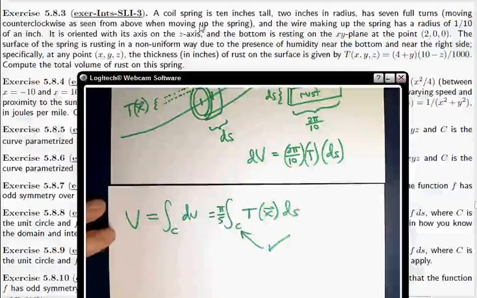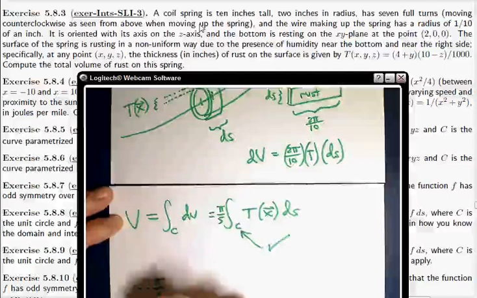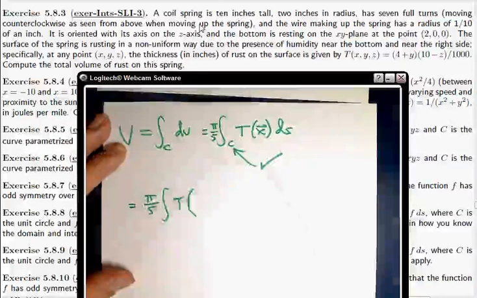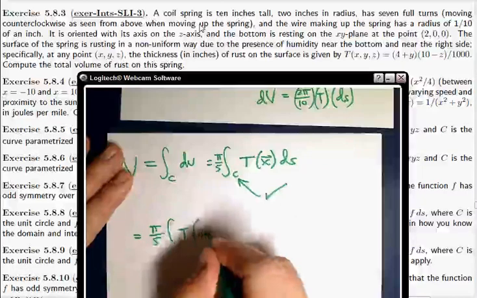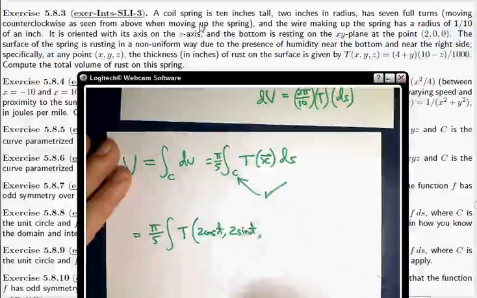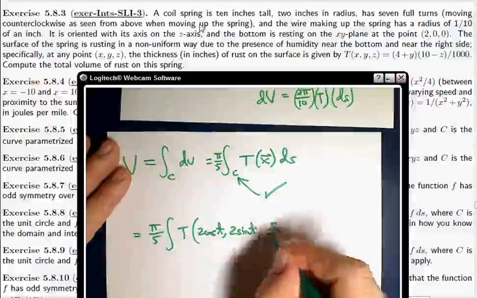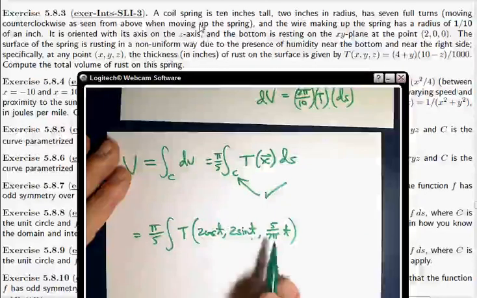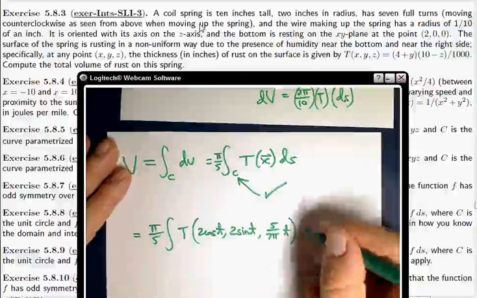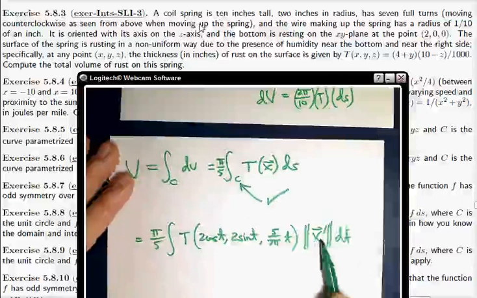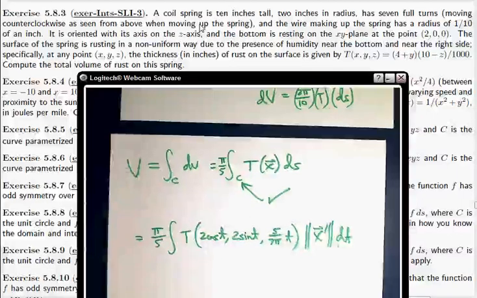You've got to take your parameterization. So you can rewrite this as pi over 5 times t of your parameterization, which is 2 cosine t, comma 2 sine t, comma, and then 10 over 14 pi is 5 over 7 pi, t. There's your x, your y, and your z that you plug into the t function. ds, of course, is the length of x prime dt. So you've got to take your parameterization, compute x prime, compute the length, etc. And this is an integral that you can work out.